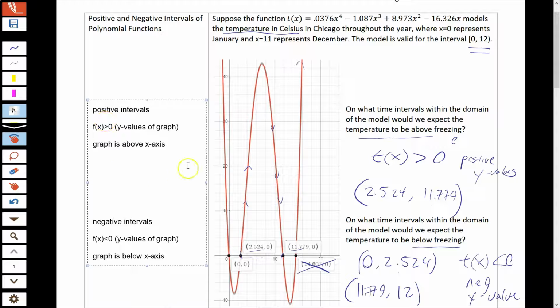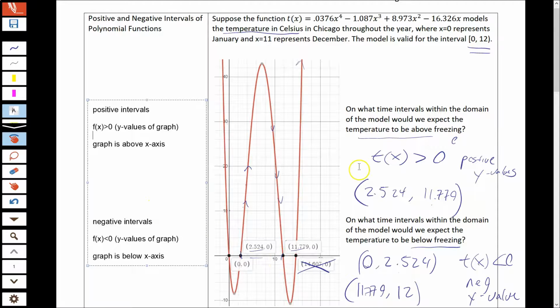So graphically, positive and negative intervals have to do with whether the graph is above the x-axis for positive or below the x-axis for negative. And the way we can write these down as inequalities is we can say f of x bigger than 0 or smaller than 0. And f of x, of course, refers to the y values of the graph.